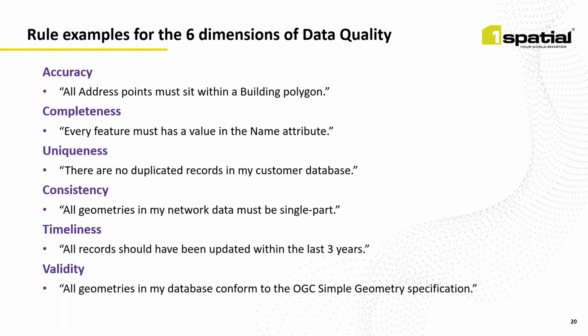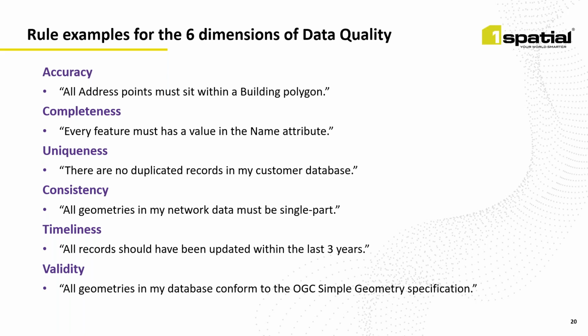Uniqueness, we may want to ensure that there are no duplicated records in our customer database, so we can remove those and deduplicate, combining the salient information from both if that's what we need to do. In terms of consistency, we may want all geometries in our network data to be a single part geometry, so we can ensure that we're not having any multi-part geometries creep in. That can often cause issues later down the line when we're running our analysis.